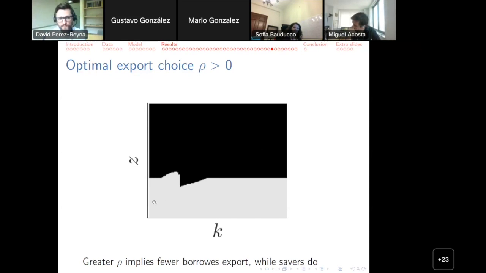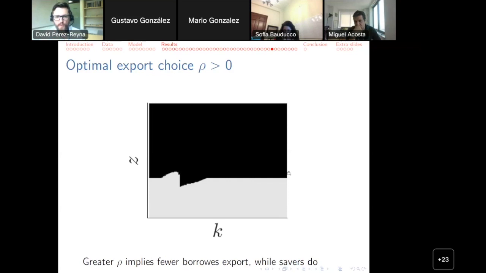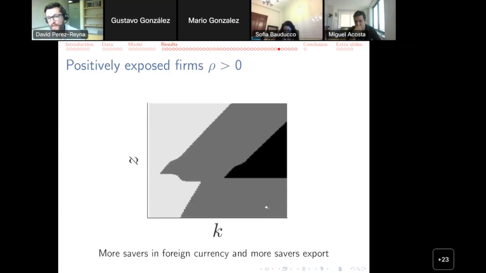And also, even if they're still tapping the domestic credit market, then more firms don't want to either borrow or save. And then if we combine both effects, the firms in dark are the firms that are positively exposed to the exchange rate. So this would be firms that both export or are saving abroad in the benchmark case. As ROE increases, sorry, I went down the other way, we're going to see that there are more firms that want to save domestically, and also more firms that are saving that want to export.